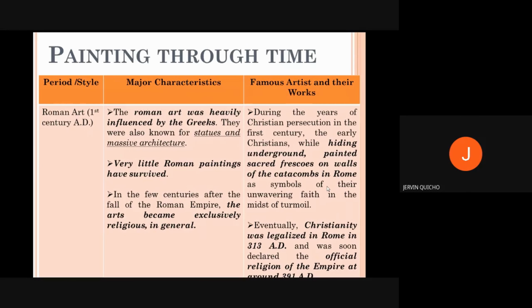Next is the Roman art. In Roman art, we have a heavy influence from the Greeks. The Greeks are known for the works of statues and massive architecture. Conceptually, if we look at the Greeks, we have gods and goddesses, the Temple of Zeus, the Parthenon, and many more. These are some of the statues and massive architecture that can be found during the Greek and even the Roman Empire period. In Roman art, we also have the Colosseum, the Gladiator, and the different forms of architecture, and many more.